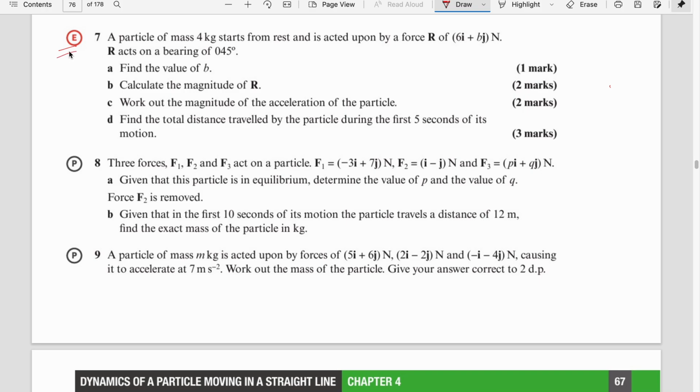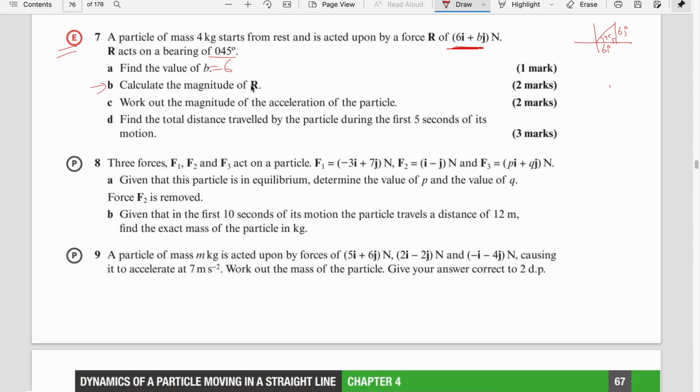So question 7 says, a particle of mass 4 kg starts from rest and is acted upon by a force R of 6i plus bj newtons. R acts on a bearing of 45 degrees. Find the value of b. So if it is acting at an angle of 45, we know that it should make an isosceles triangle for it to be 45. So if this is 6i, that should be 6j. So b is equal to 6.